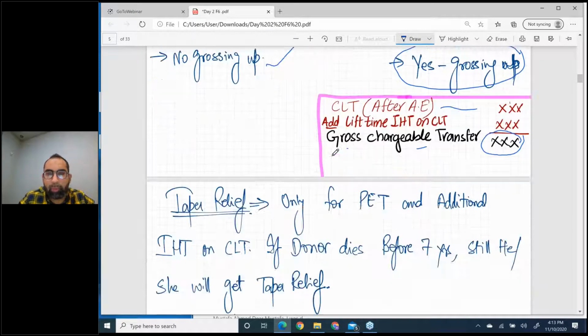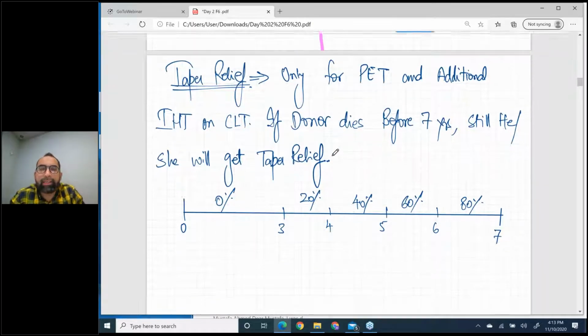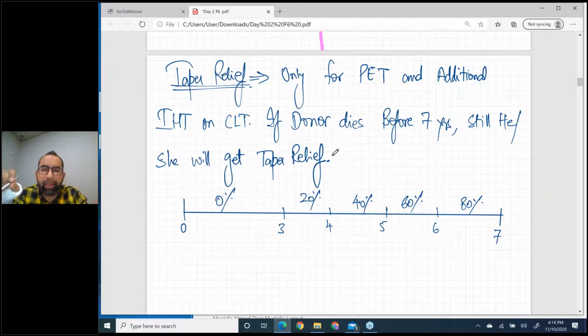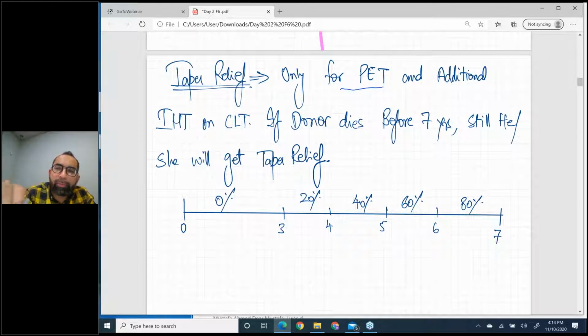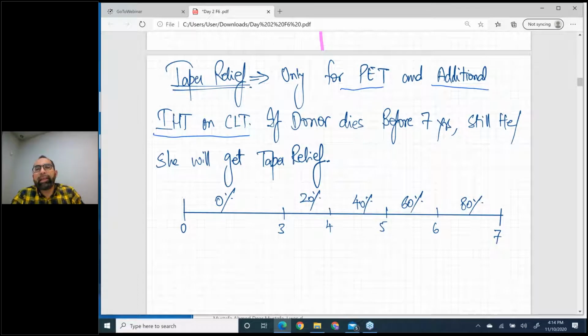Now, one more good news. There is one concept which we call taper relief. First of all, there is no taper relief on death estate. One line, no taper relief on death estate. I have not written it here, but I am telling you orally. Taper relief is only calculated on PAT and additional IHT on CLT.